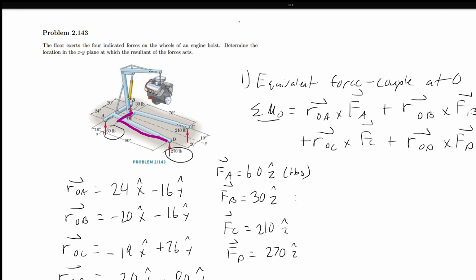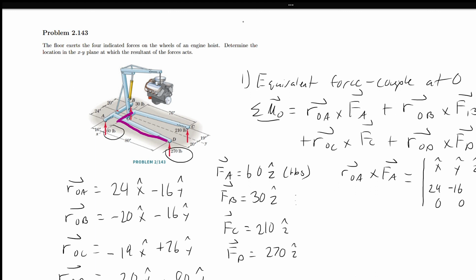Oh, and I'll write this as a vector too. So the sum, well, here, I'll write them one by one actually. So ROA crossed with FA. And I'll do this the determinant way because the feedback I've gotten is that most people are more comfortable with that one. So x, y, z, 24, minus 16, 0, and then 0, 0, 60.